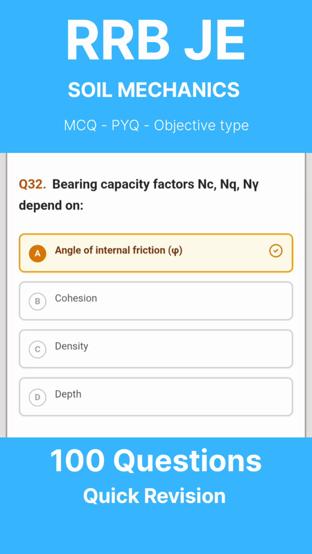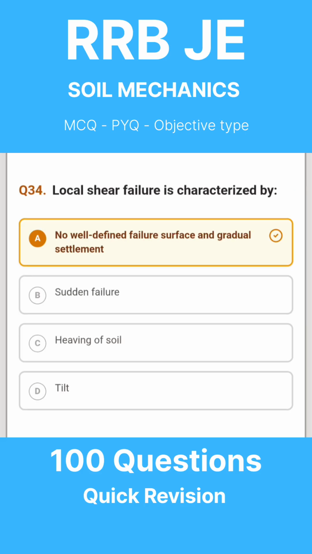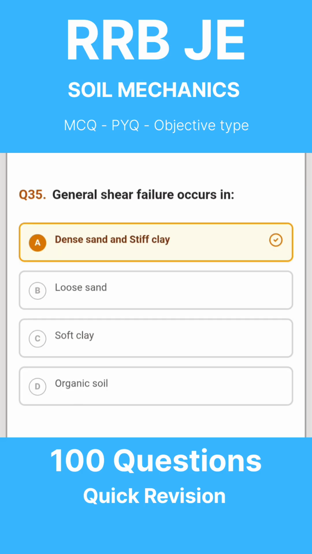Question 32. Bearing capacity factors Nc, Nq, and N gamma depend on. The correct answer is angle of internal friction phi. Question 33. Net safe bearing capacity is obtained by dividing net ultimate capacity by. The correct answer is factor of safety, usually 2.5 or 3. Question 34. Local shear failure is characterized by. The correct answer is no well-defined failure surface and gradual settlement. Question 35. General shear failure occurs in. The correct answer is dense sand and stiff clay.